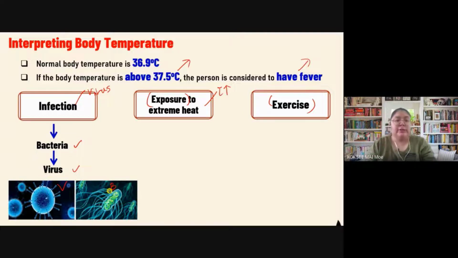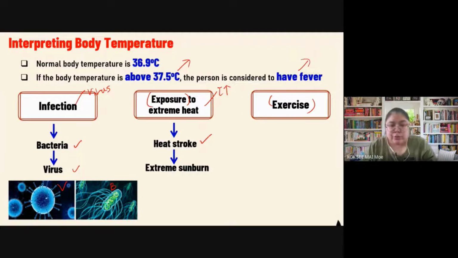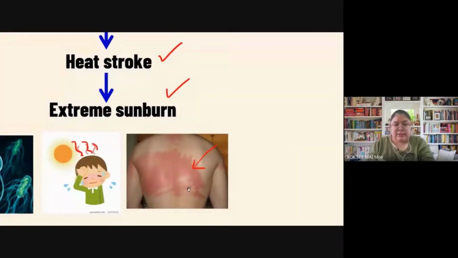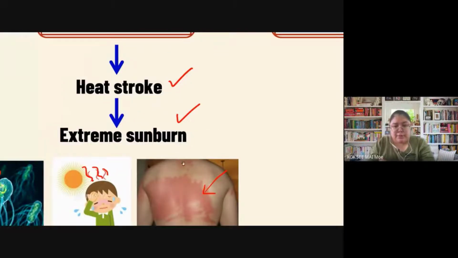Okay, number two, when you are exposed to too much sunlight, then there is more heat, so you get heat stroke. Or you can say extreme sunburn. Your head, your back are going to get sunburn. From here you see the diagram. This one is for the extreme heat going into the body. Another one you can see is the extreme sunburn, because you can see the whole part has become red already. Okay, like this. This one we call sunburn.